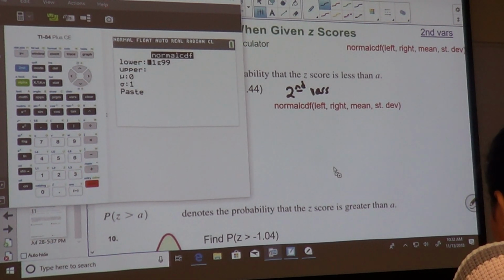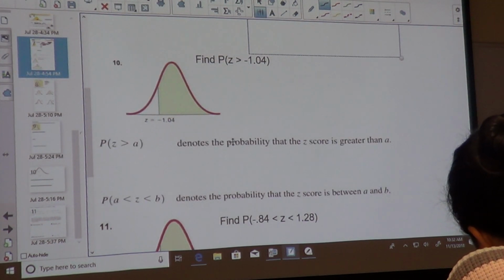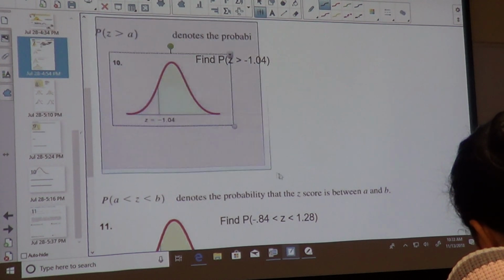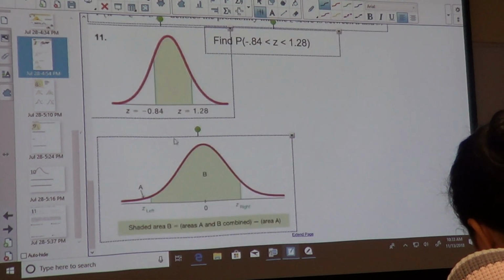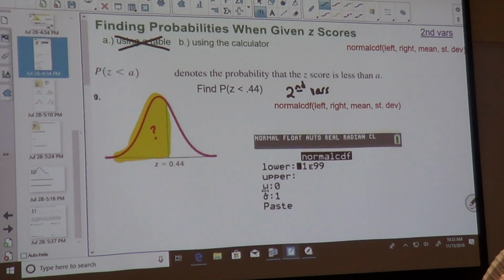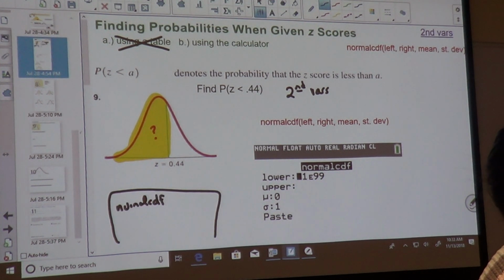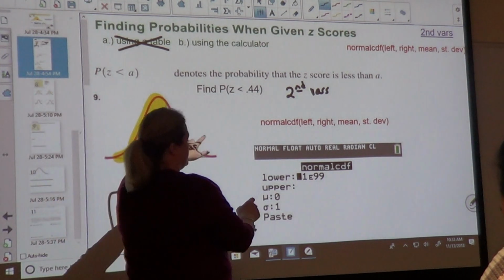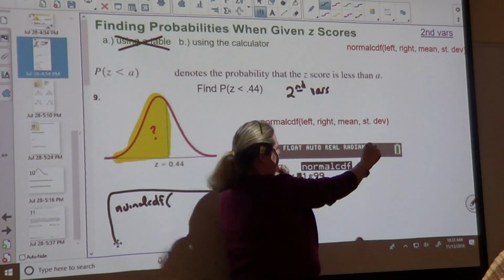Now, mine comes up like this. Let me grab these as a whole. Haley and Naya, yours is probably going to come up differently, and I'm going to show you how to do it the same way. Yours may come up where it says normal CDF there. You're going to enter it exactly the same way, and I actually have it written right here. It's going to be left, right, mean, standard deviation.